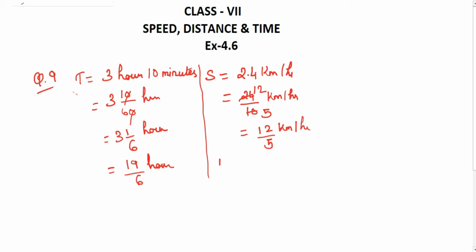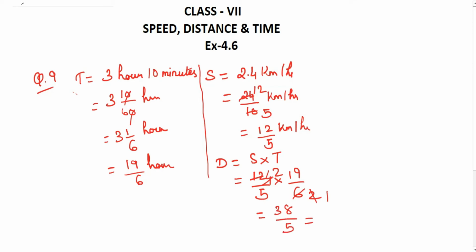Now you know the formula of distance. The formula of distance is speed into time. So we will write that down. The speed is 12/5 into the time 19/6. Now 3 2s are 6, 3 4s are 12. After that, one more step we can cancel. 2 1s are 2, 2 2s are 4, and 19 2s are 38, divided by 5. When you divide 38 by 5, you will get 7.6 kilometers.